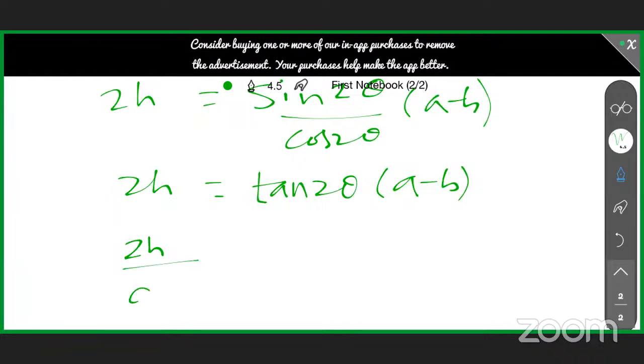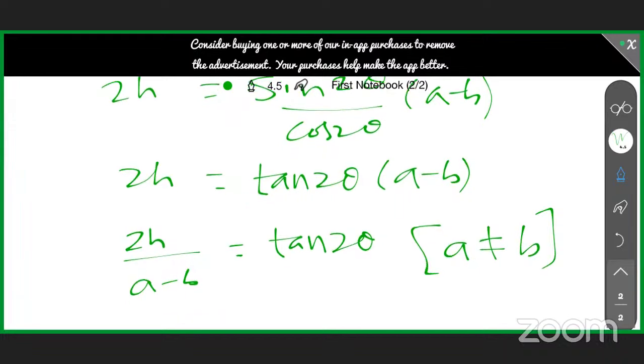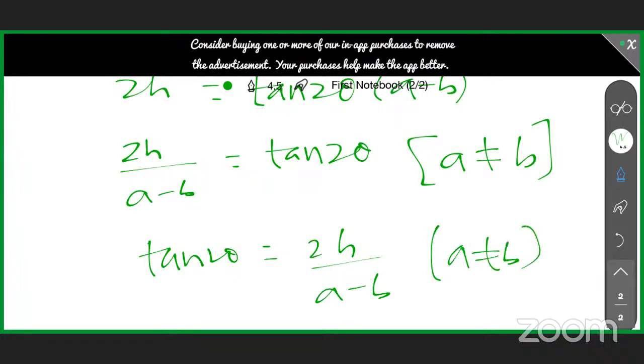Why? If A equals B, what happens? The angle will become infinite. The angle will not get defined if A equals B, because the angle is not defined. So I'll write this one this side now. I'll take tan 2 theta. I'll write the same equation like this also: A minus B, where my A is not equal to B.